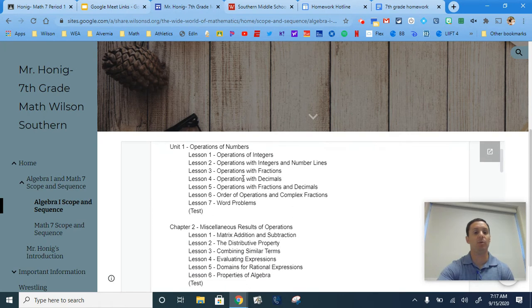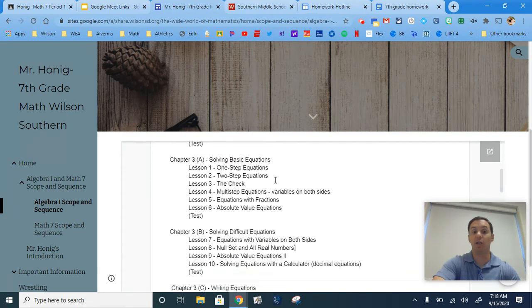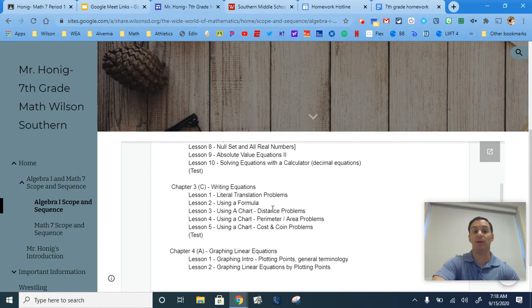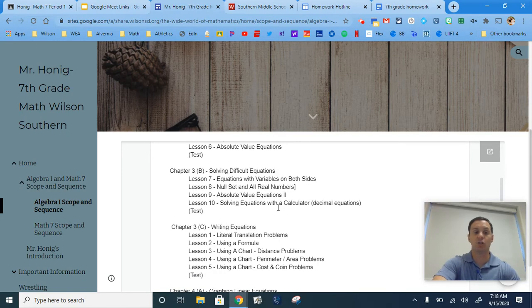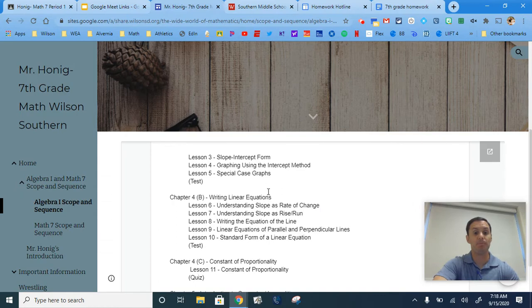So if you see the same thing, we have operations with numbers. This is the same as the first unit for the 7th grade math. And then we go into a little bit of basic operations of rules, properties of algebra, similar to our expressions unit with 7th grade math, but a little bit more intense. Solving basic equations, difficult equations, and then writing equations are the next 3 units, chapters, and we split that up into 3 different sections. We then jump into writing linear equations.